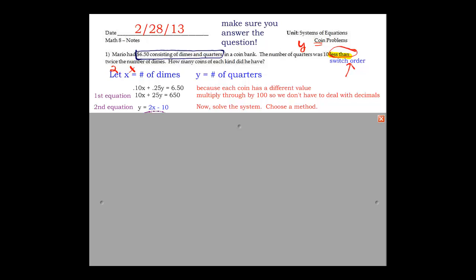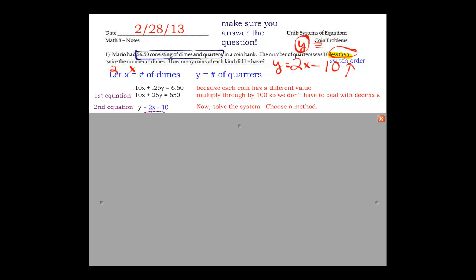So let's go back to that. y equals 10 less than, and I know I'm going to have to switch the order, so something's going to be minus 10, twice the number of dimes. So my second equation, I'm good with that. y equals 2x minus 10.